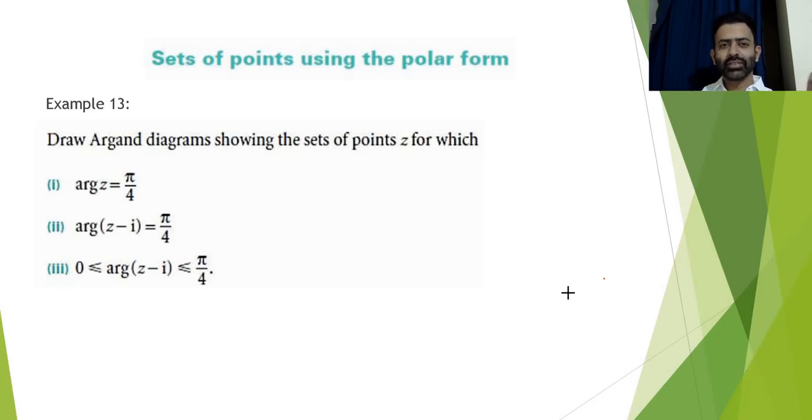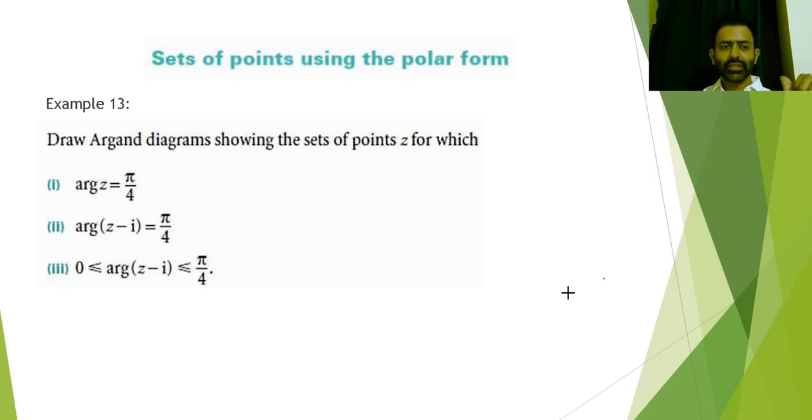We are doing AS level 9709 paper 32 series, and this is the last chapter that we are doing, which is complex numbers. We have completed 6 lectures in this series, and the last video was about some examples on sets of points in a complex plane. In this video we will see how we can plot certain points using the argument form.